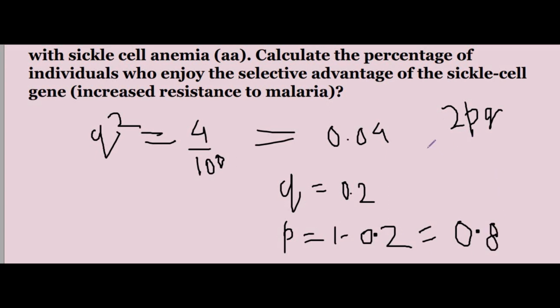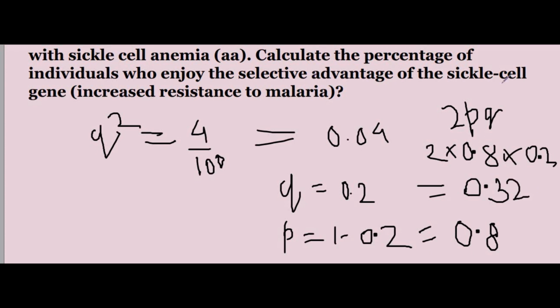So the 2pq value will come out to be 2 into 0.8 into 0.2, which is equal to 0.32. Because we have to calculate it in percentage, the answer will come out to be 32%.